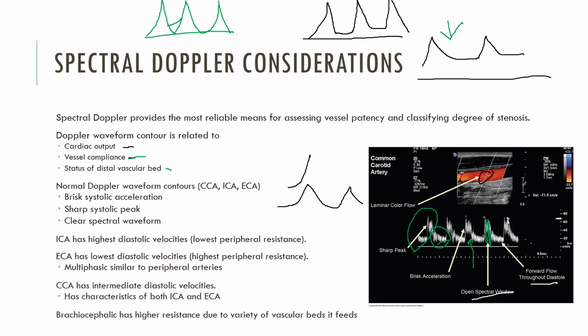And like I said, the CCA is going to be intermediate. The brachiocephalic, which comes off of our aortic arch, is going to have higher resistance because it's going to not only feed the vessels of my vertebral and my carotid, but it's also going to feed all the vessels in the arms, which have a high muscular component and are going to be more resistant. So the brachiocephalic definitely going to show greater resistance. Don't be alarmed when you see that.